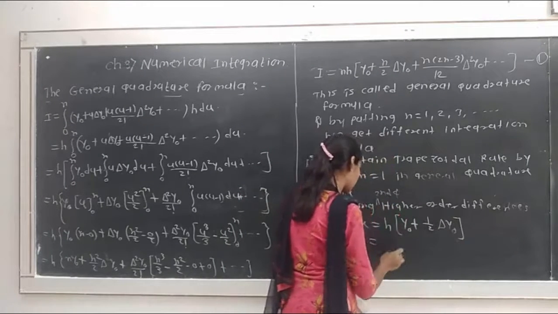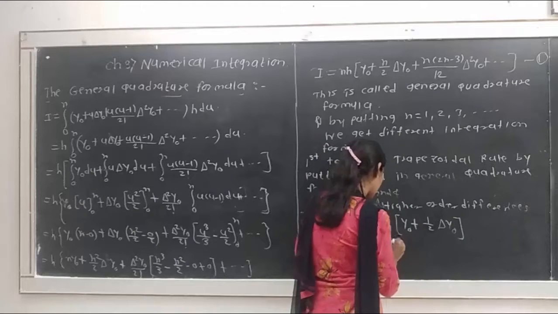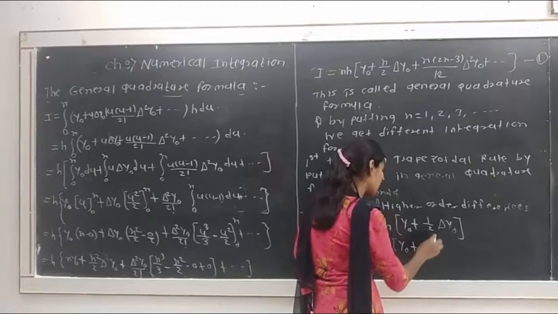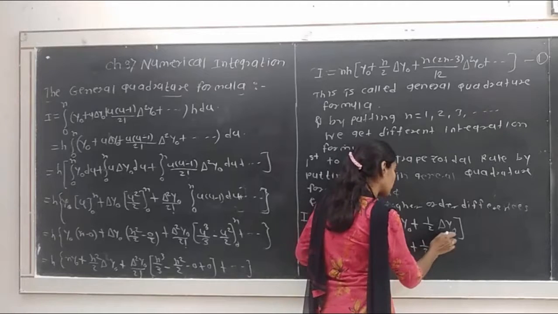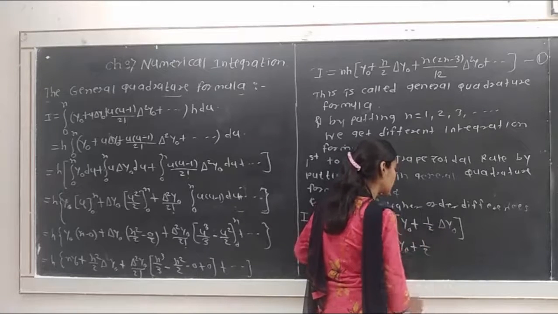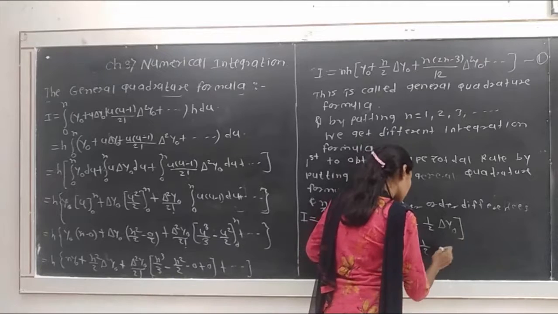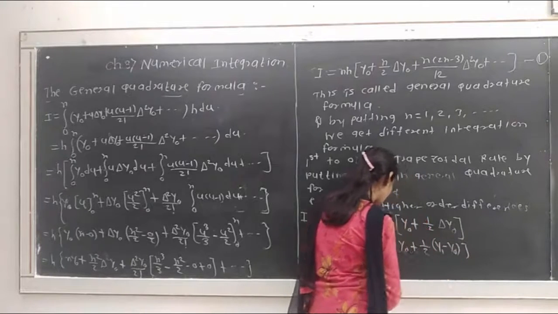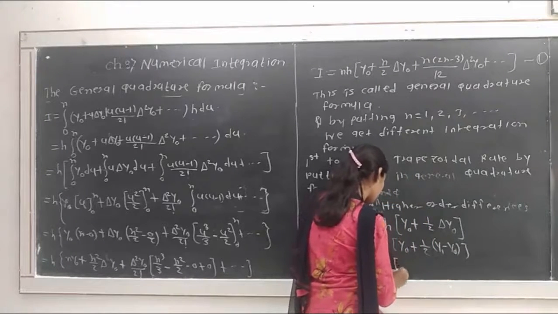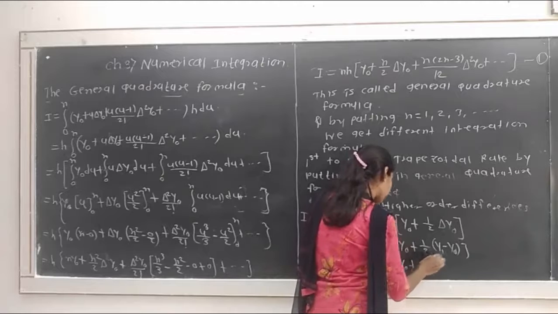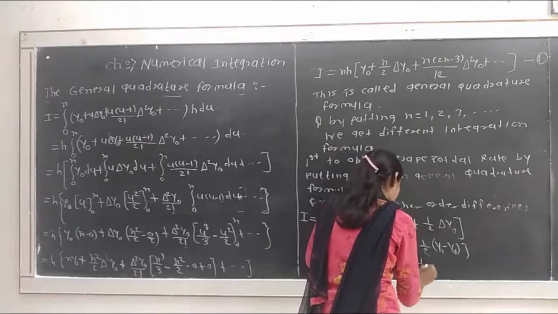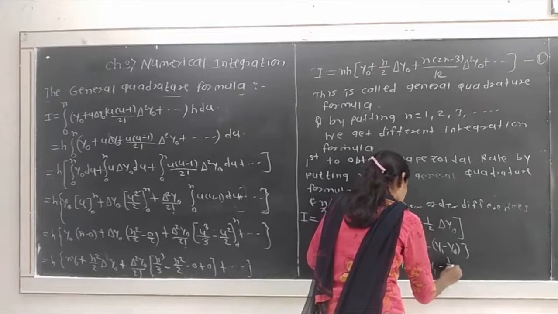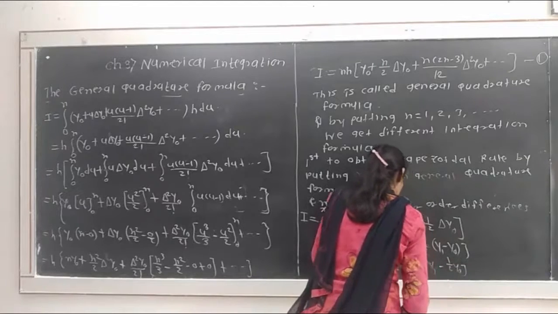Okay, so by simplifying, we get h in bracket y0 plus 1 by 2 delta y0, using the formula for the forward difference of the function. We know that the value of delta y0 is y1 minus y0. Again, simplifying, h in bracket y0 plus 1 by 2 y1 minus 1 by 2 y0.